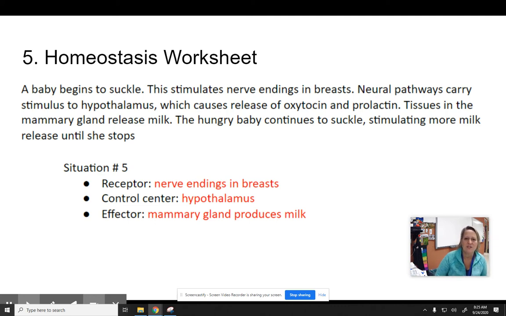So the receptor was the nerve endings in the breast because they stimulated the hypothalamus. The hypothalamus is the control center because the hypothalamus was releasing the chemicals that are going to work on the mammary glands. And so that is positive feedback.